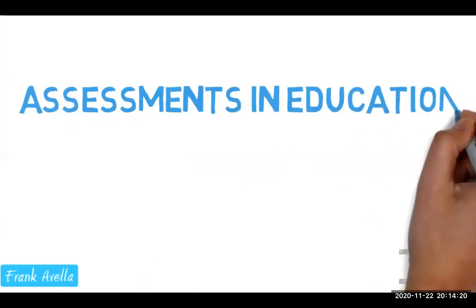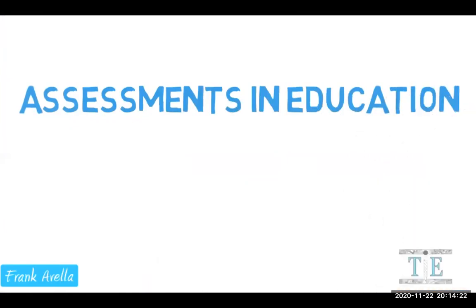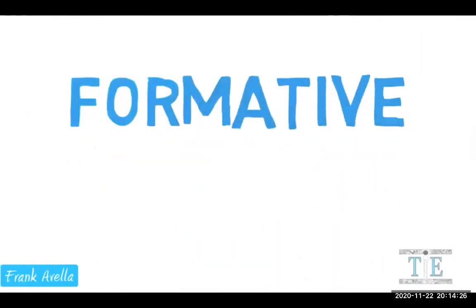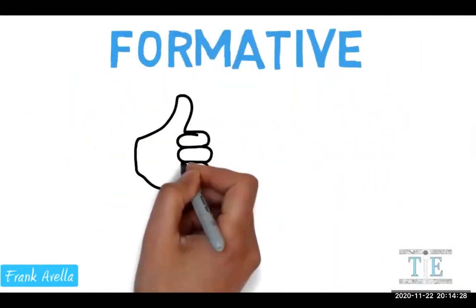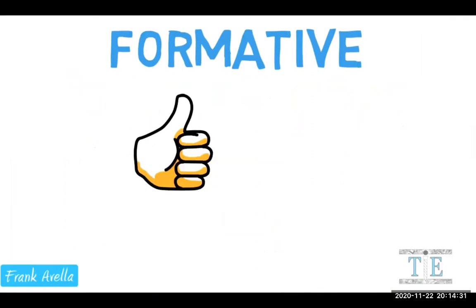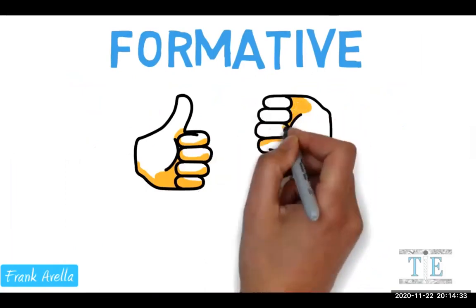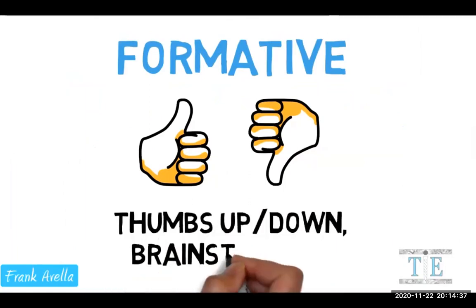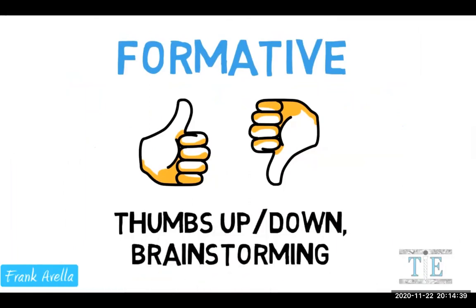Assessments in education. There are various types of assessment, and here are your top examples. First up, formative assessments. Used during the teaching process, it's a quick check for understanding. Some examples include thumbs up, thumbs down, brainstorming.